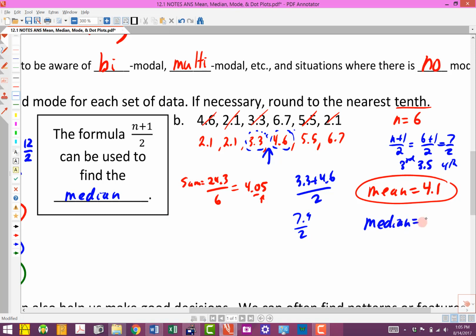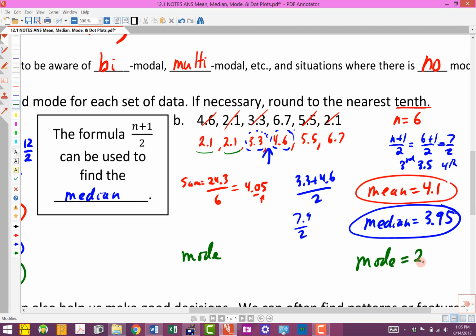The median is 3.95. So I'll go ahead and circle that, and now we're on the last one. Now we're on the mode. So the mode is the most frequently occurring, and you'll notice that the only one that occurs more than once is the 2.1. So the mode on this one is 2.1. So let's go ahead and circle those.